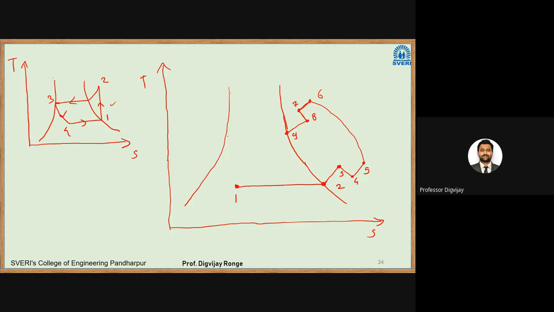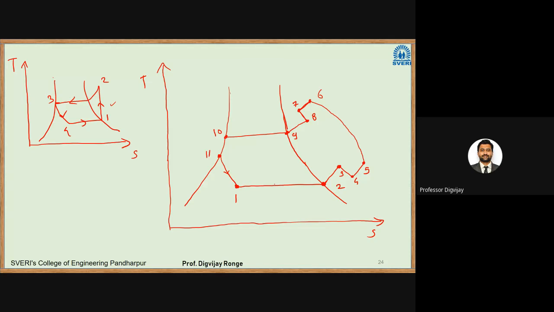From 9, at constant pressure, the latent heat will be rejected. It will reach point 10. Okay. Then there will be subcooling. Subcooling means cooling below the saturation temperature. So it will come to point 11. Okay. Now this is the end of the condenser. 11 is the end of the condenser. From 11, it will pass through the expansion valve and it will come to point 1. So this will be expansion in the throttling valve.